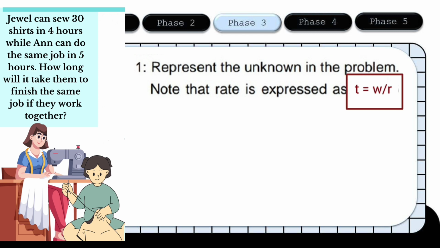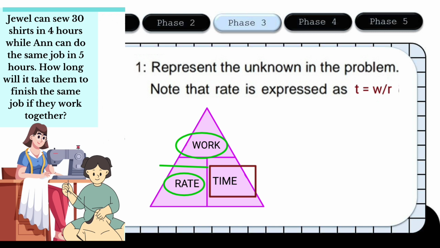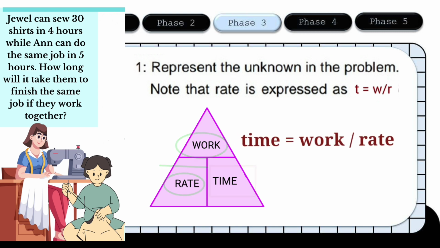Saan nagmula ito? Tandaan natin ang formula ng work problem. Ito po ay work is equal to the product of rate and time. Since time ang ating hinahanap, we have to derive the formula. So finding the formula for time, we have work over rate. Ito ang ating gagamitin to solve the problem.